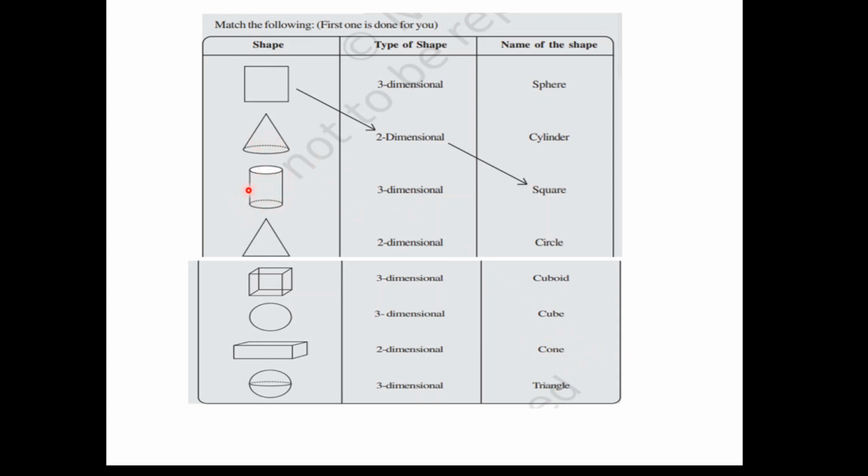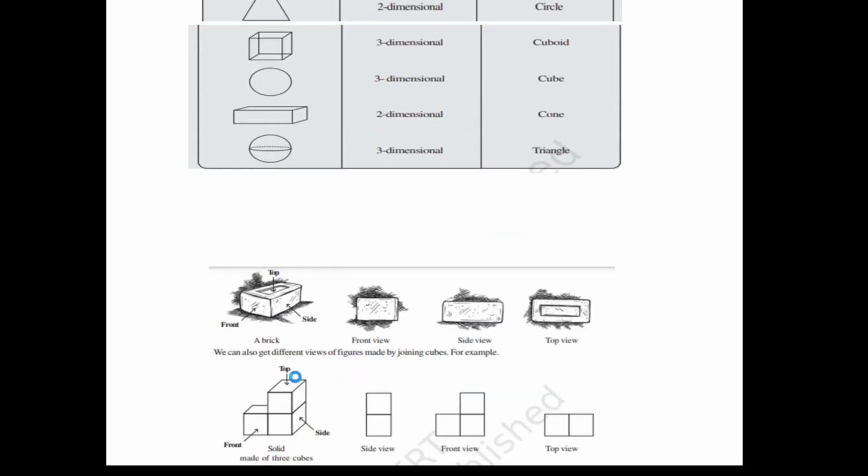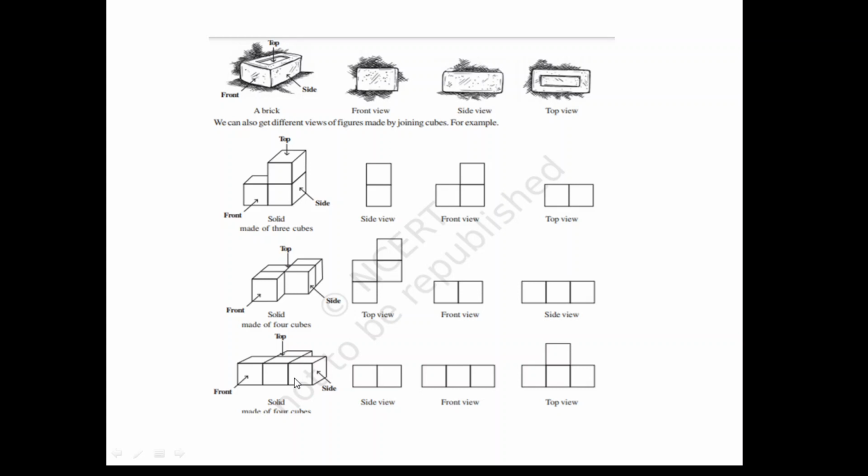Then what about the next one? It is a cylinder, right? Cylinder is three-dimensional. And the next one is a triangle. Triangle is two-dimensional, right? Next, cube. Cube is three-dimensional. Next one, circle. Circle is also two-dimensional. But next, cuboid is three-dimensional, and sphere is also three-dimensional, right? Yes.